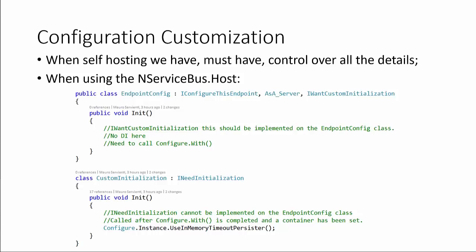in order to move on and do something interesting with our own types. And what we can do is, for example, in this case, we are calling Configure.Instance, that is the current configuration, and we are telling the configuration to use the in-memory timeout persister. There is an in-memory version of all the persisters that is really useful at demo time or at development time in order to allow us to be up and running with an endpoint within Visual Studio without taking care of all the persistence details. And we can take care of them right after we have set up our environment.